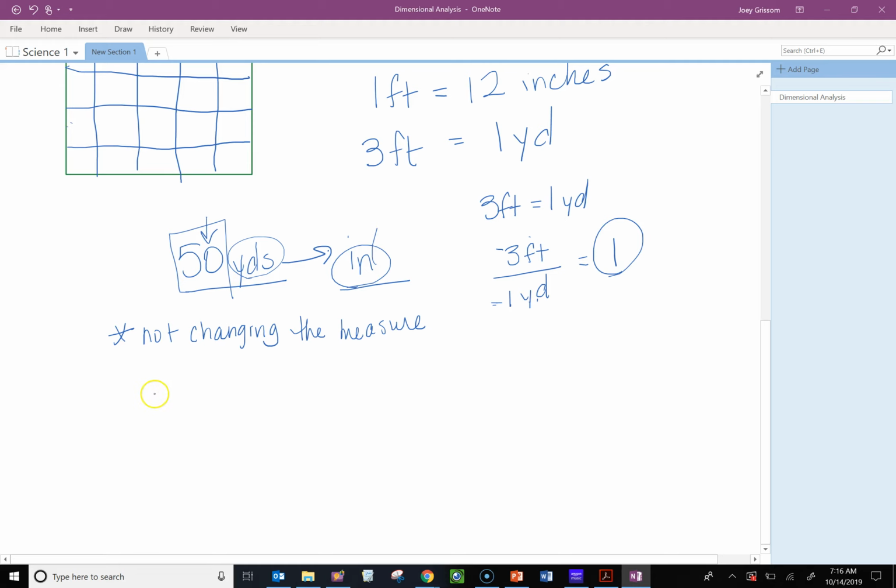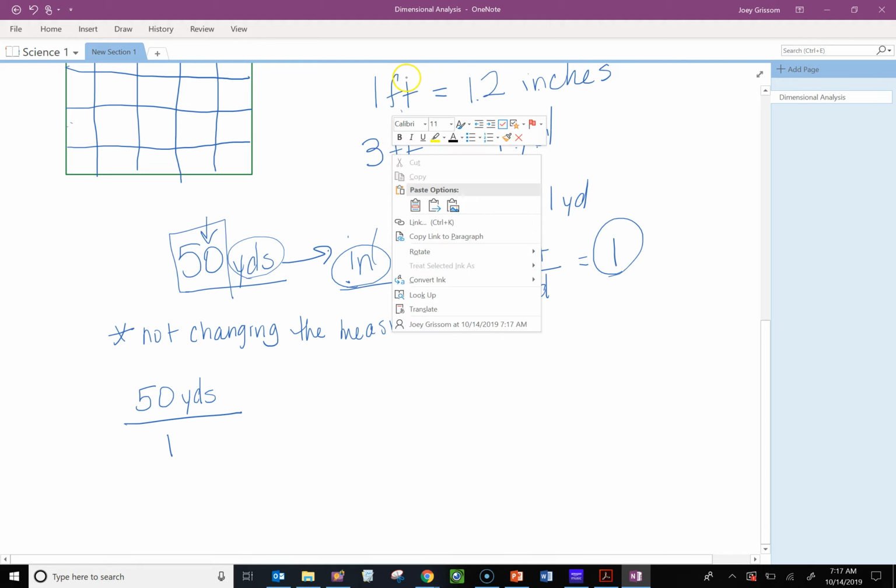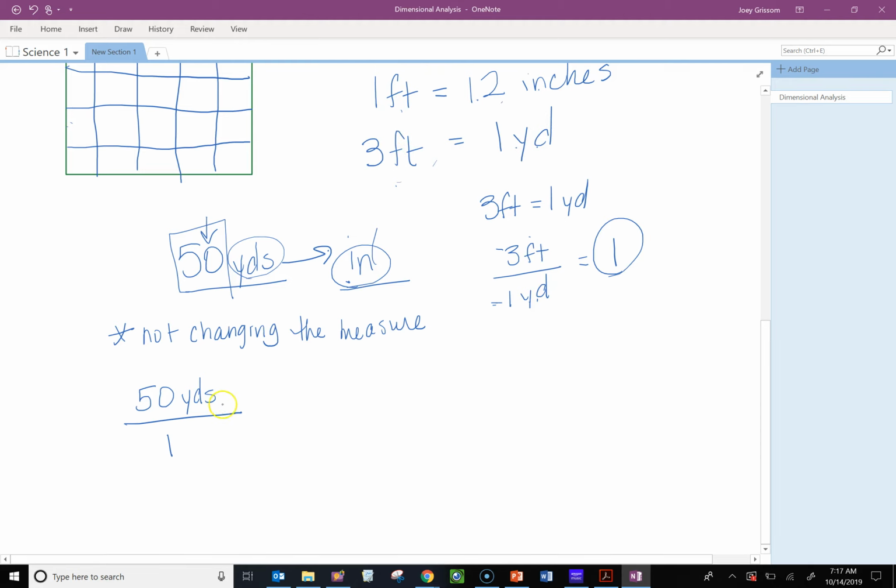So let's start with our value. Here I've got 50 yards, okay? So I can set that over 1, since anything over 1 will always be itself. And then now I need to think about what are the steps I need to do to get from yards to inches. In my conversion factors here, I don't have one that goes directly from yards to inches. I don't know what that value is, but I do know some intermediate things. I know that 1 yard is equivalent to 3 feet, and I know that a foot is equal to 12 inches. So I can change my yards to feet, and then change my feet to inches, and solve that way.